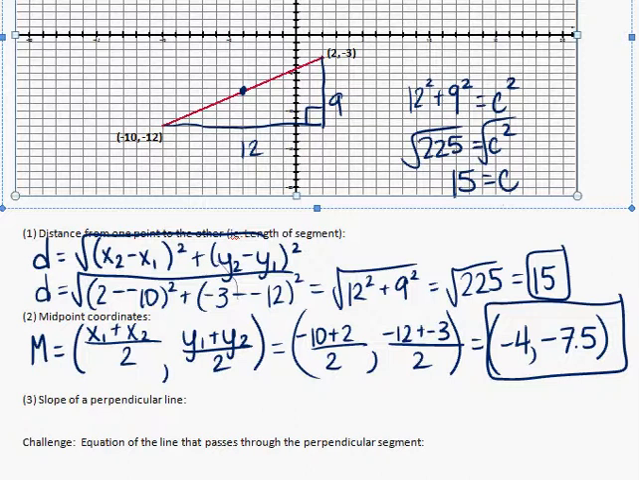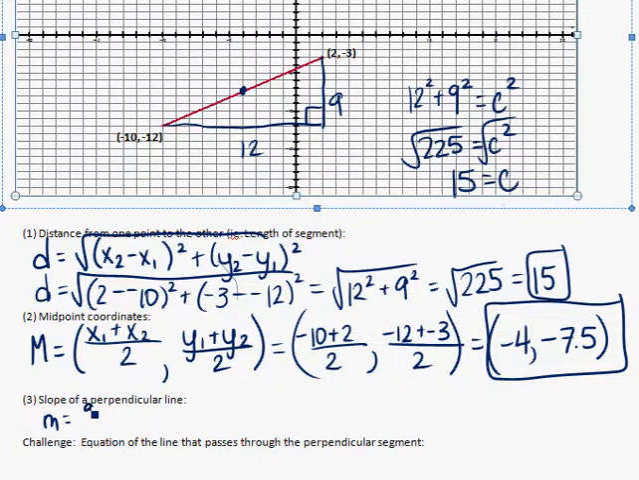For part 3, it's asking me to find the slope of a line perpendicular to my original line segment. If I look at the graph that I've already made, I see that I actually already have a slope triangle drawn. I used it when I was trying to do the Pythagorean theorem to find the length of the hypotenuse, but I can also use that same slope triangle to find the slope of my original line segment.